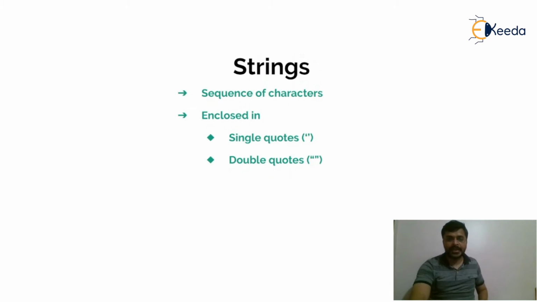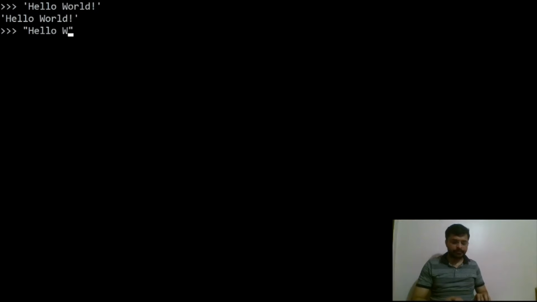So now let's see an example of that. As we saw, strings are nothing but a sequence of characters enclosed within single quotes or double quotes. So I can say hello world. This is a completely valid string, as well as this is also a completely valid string. So whether you are using single quotes or double quotes, it is a valid string in Python.